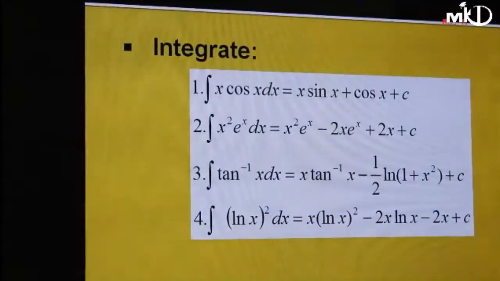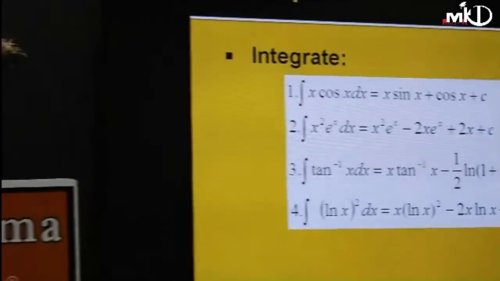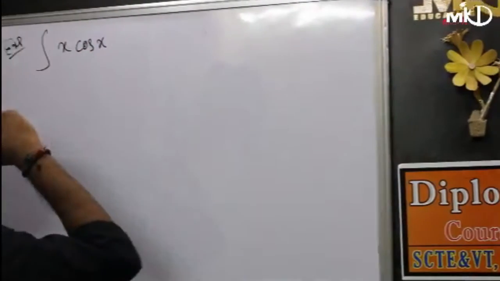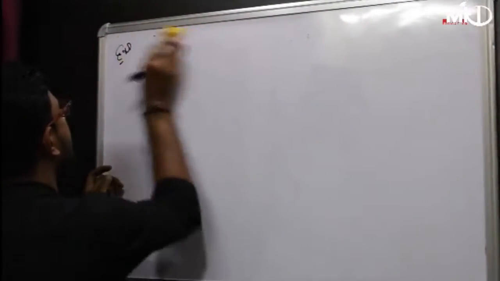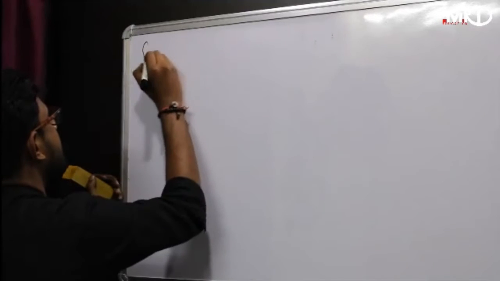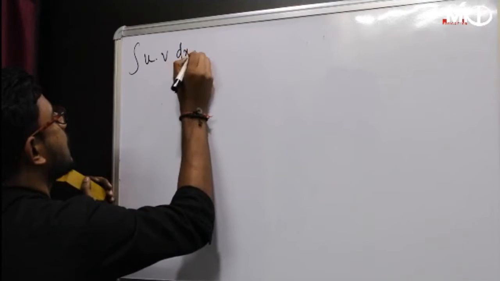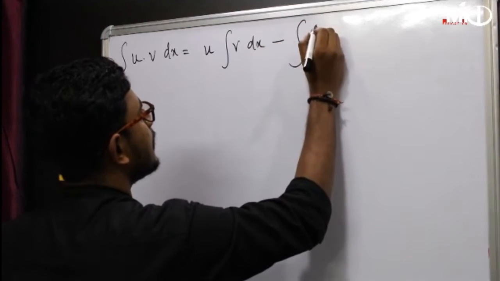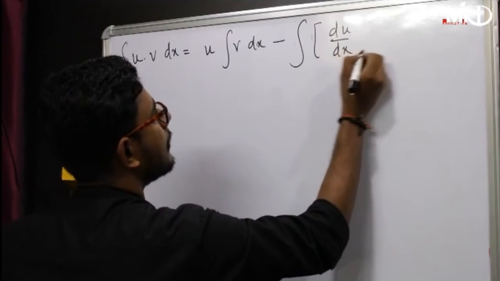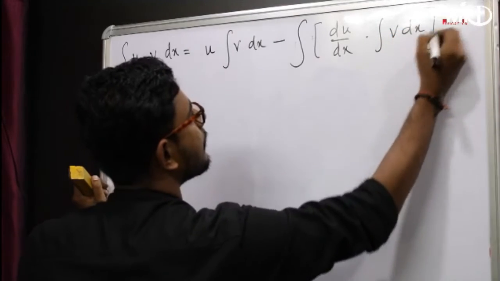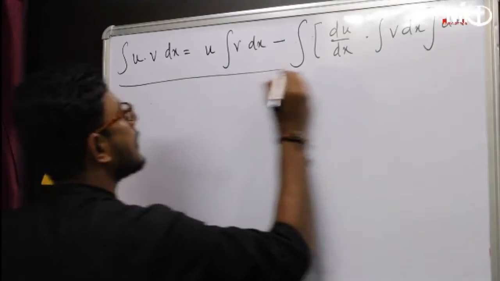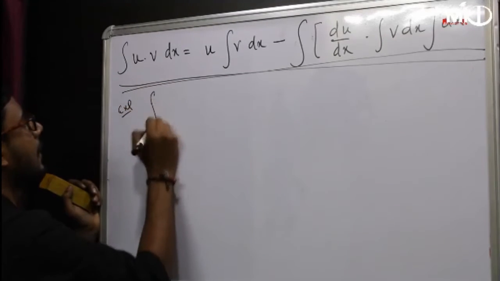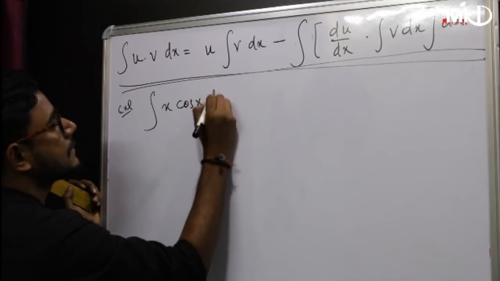Here we have to do the integration of x cos x. So, example: integration of x cos x. Let me write the formula. Integration of u into v dx will be u into integration of v, minus whole integration of derivative of u into integration of v. Okay, so this is the formula. We have to apply this one. So let's find the integration of x cos x dx.